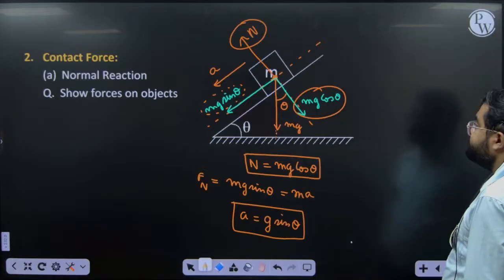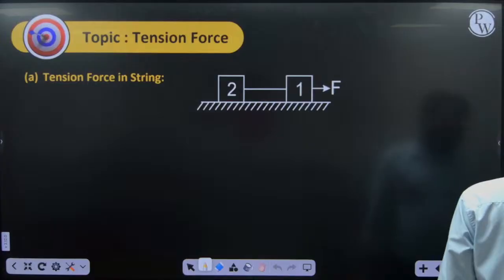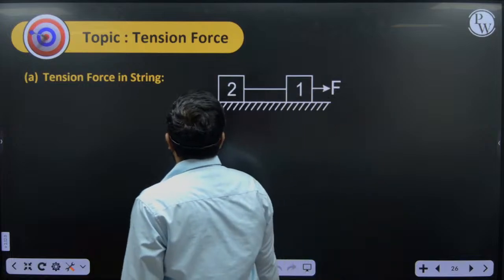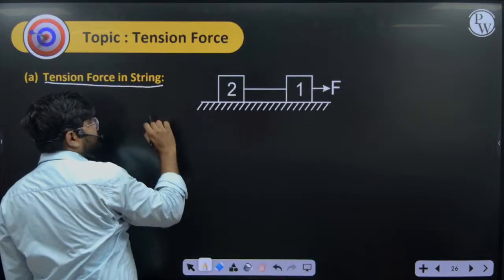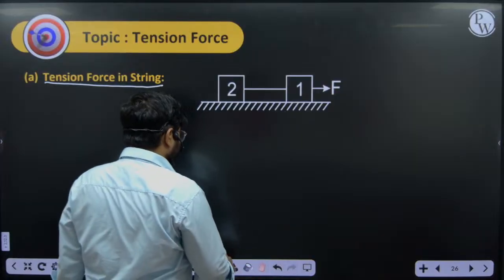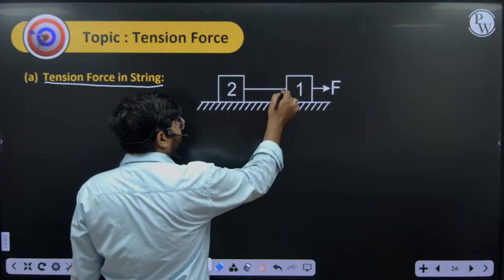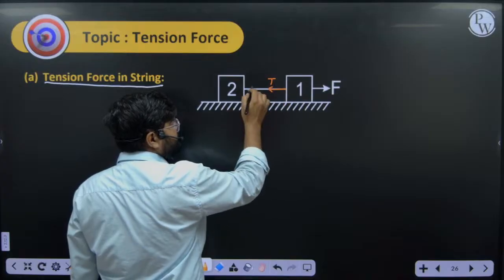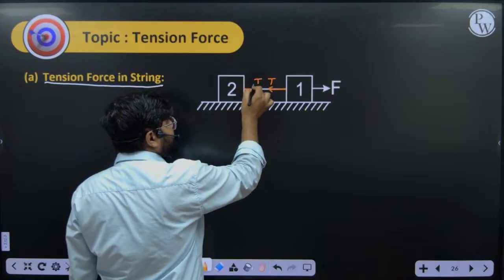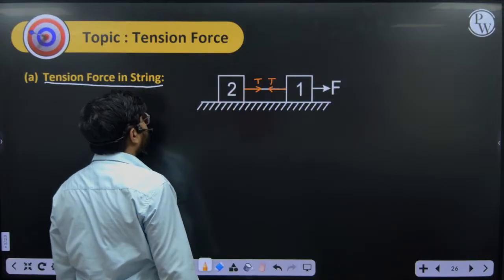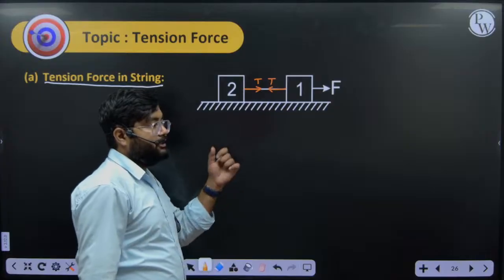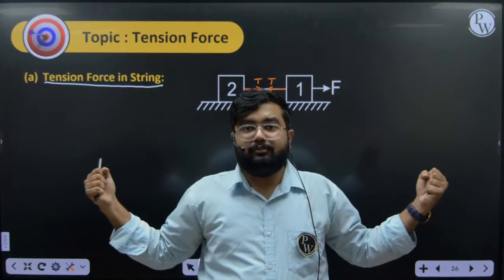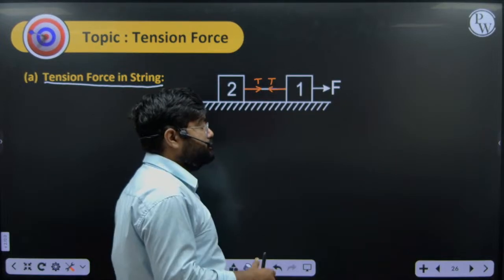Moving forward, we have to find the tension in the string. So tension is another contact force. It acts in strings and rods. And how does it act? On this block, the tension will act along the string like this. This is acting on this block. And similar equal and opposite tension will act on this block. So these are the forces which are acting in this particular case. So tension pulls both the bodies. It exerts force on both the bodies to which the string is connected.